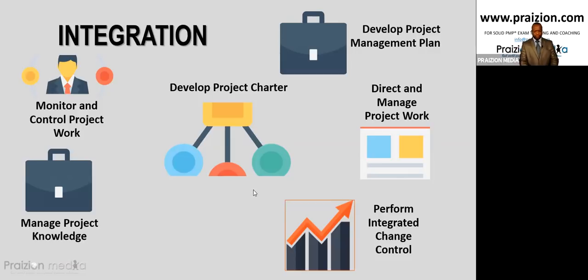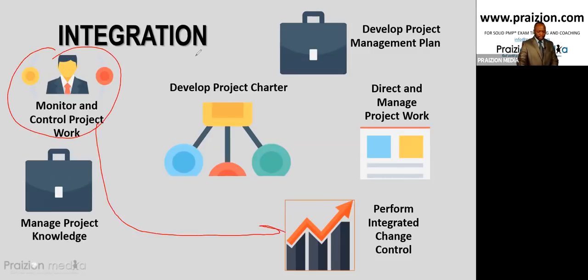All right, so that's monitor and control project work, where work performance reports are created. So we have WPR that comes out of here. Work performance reports come out of monitor and control project work, and they go to perform integrated change control, just in case the change control board needs to refer to those.